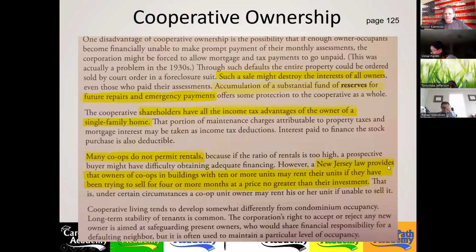However, there is a law in New Jersey that would allow, even if the co-op complex does not allow rentals, you to rent your unit if there's 10 or more units in the complex, and you've been trying to sell your unit for at least 4 months or more at a price no greater than what you bought it for, your initial investment, and any money you put into it. Okay.